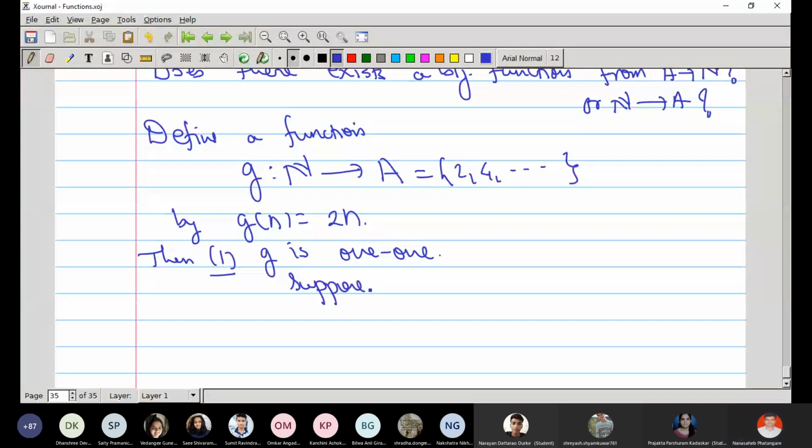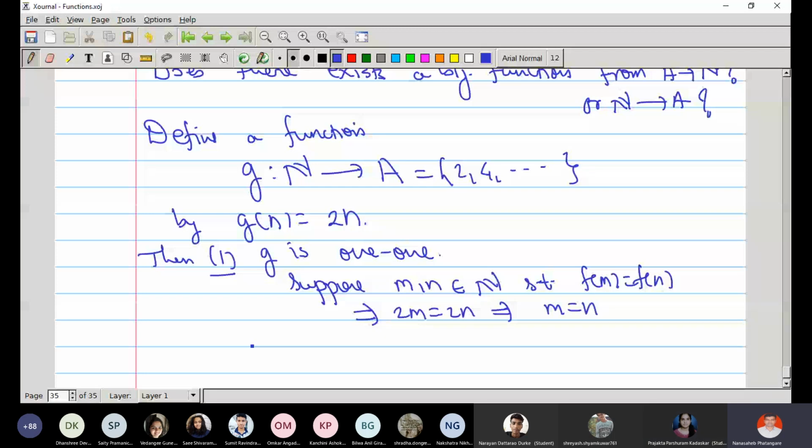Suppose I take m and n in N such that f of m is equal to f of n. Suppose images are equal, then can we prove that pre-images are also equal? Yes, sir. So 2m is equal to 2n because f of m is equal to f of n. 2 cancels, so m is equal to n. That means if images are equal, pre-images are equal.